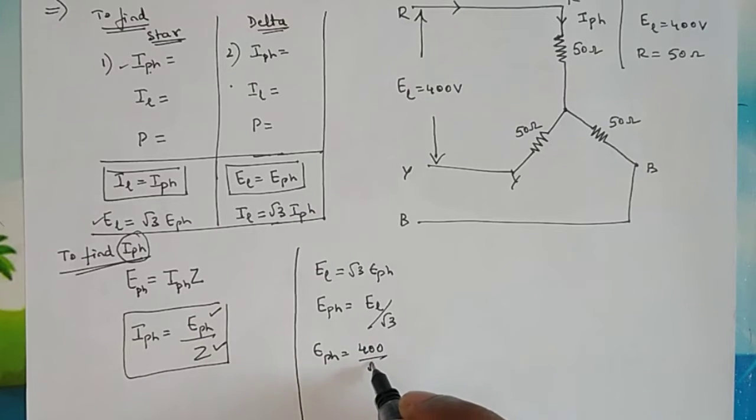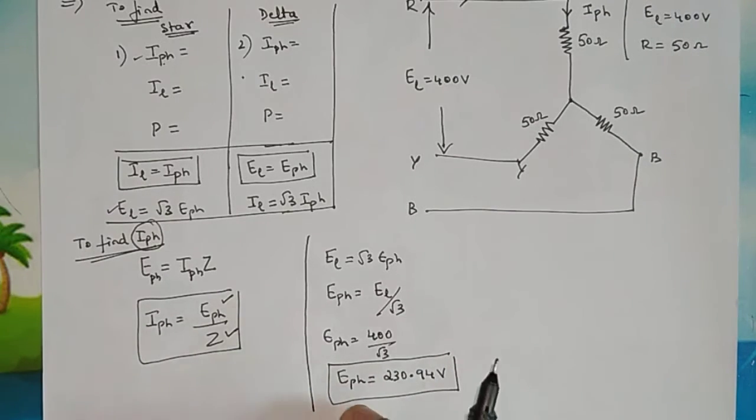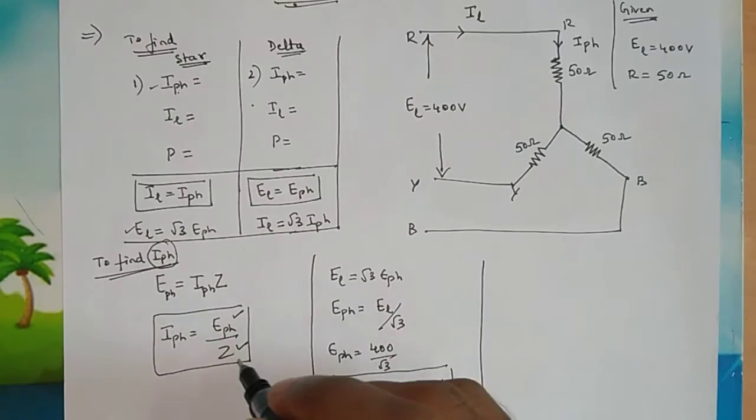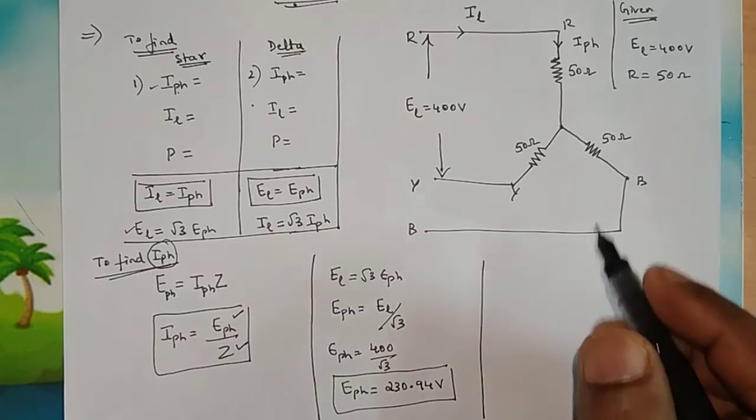So line voltage is 400 divided by √3. After simplification, I'll get the answer as 230.94 volts for phase voltage. So now phase voltage is over. Next I will find out the impedance. So how to find out impedance? To find impedance, see the circuit diagram.